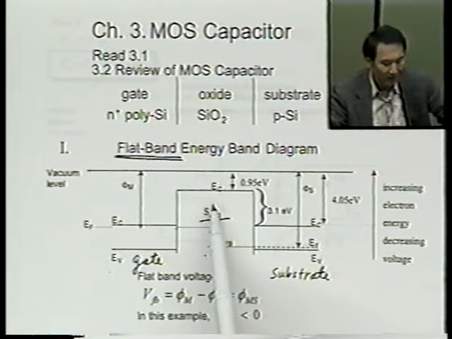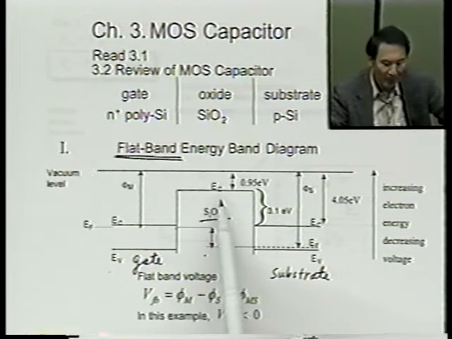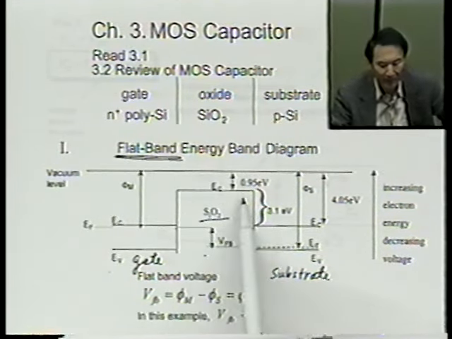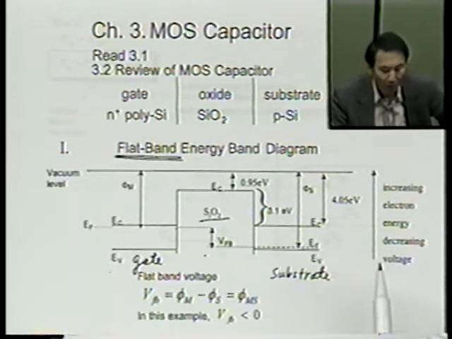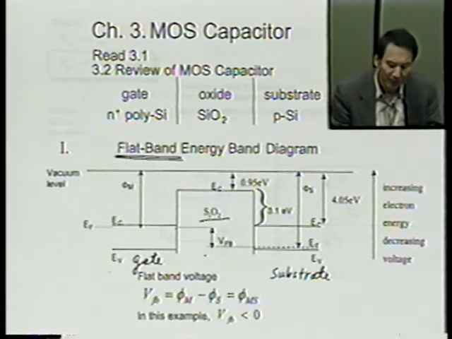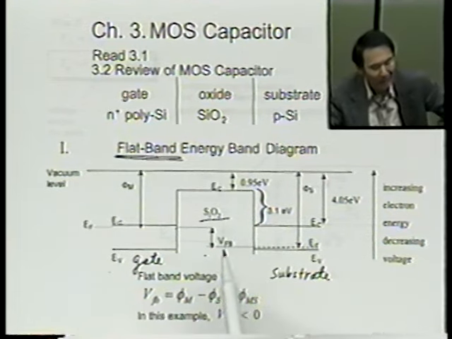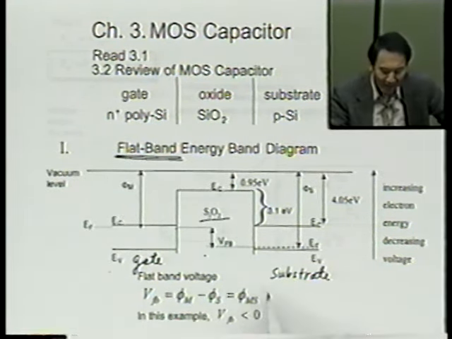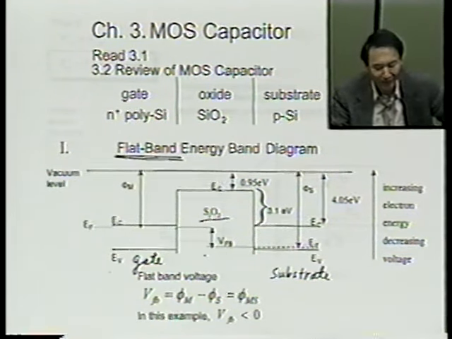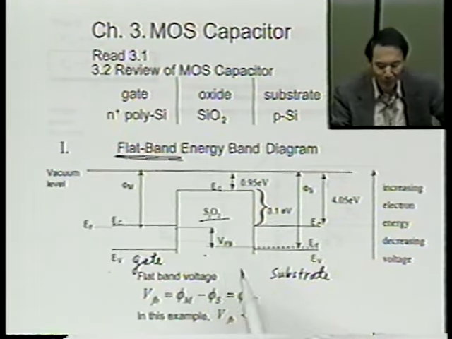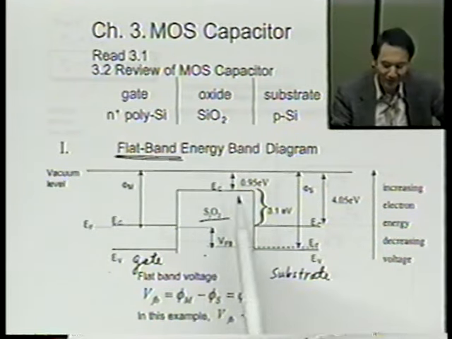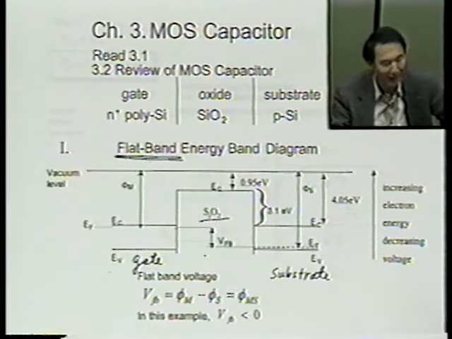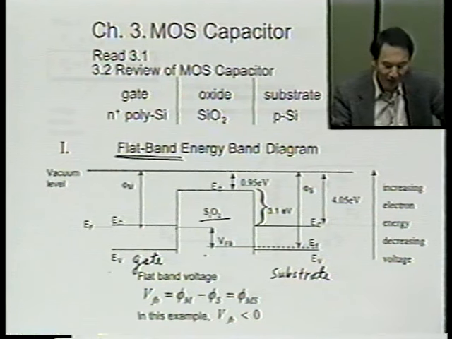The SiO2 also has a conduction band edge and a valence band edge, but we are not going to make a lot of use of the valence band edge of the SiO2, so we omit the lower half of the band diagram of the SiO2, and only show the conduction band edge for the SiO2.